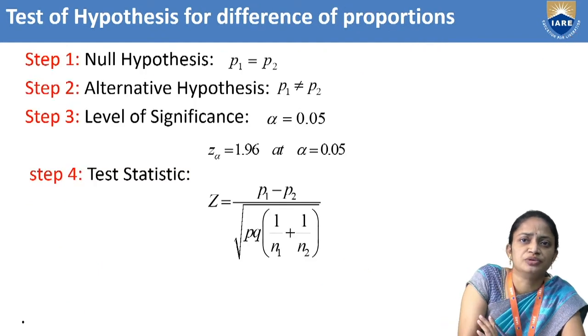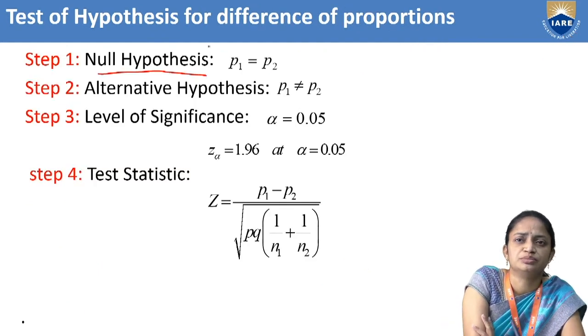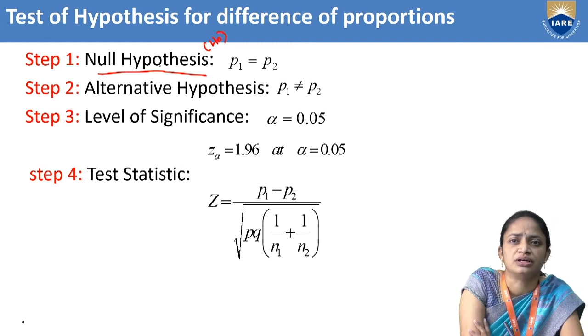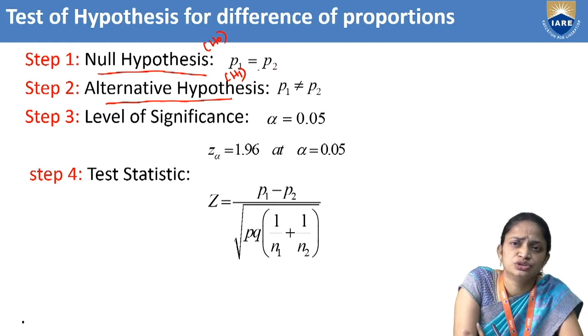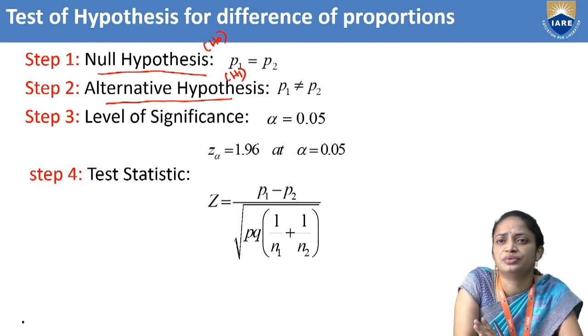So null hypothesis is denoted with H naught. That is nothing but P1 equal to P2. Okay, so alternative hypothesis, that is H1. Here alternative hypothesis is nothing but P1 not equal to P2. So what is alternative hypothesis? We know that alternative hypothesis differs from the null hypothesis. That means simply we can say that alternative hypothesis is quite opposite to the null hypothesis.